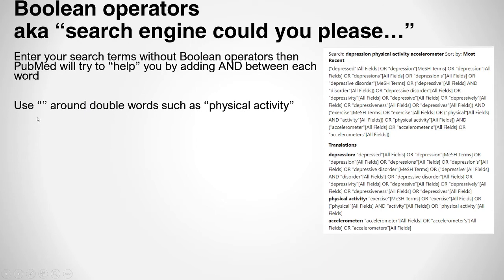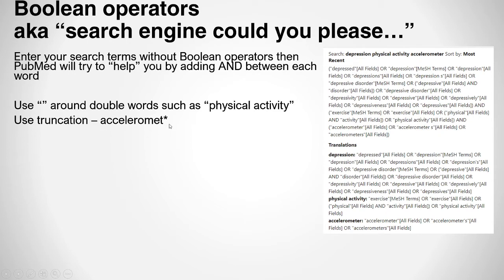So first little tip is any term which has more than one word needs to be encased in double quotations, like this. So double quotations, and the search engine will treat that term as the term physical activity rather than just the word physical and the word activity. Another little tip is that you can shorten words. So this is called truncation.